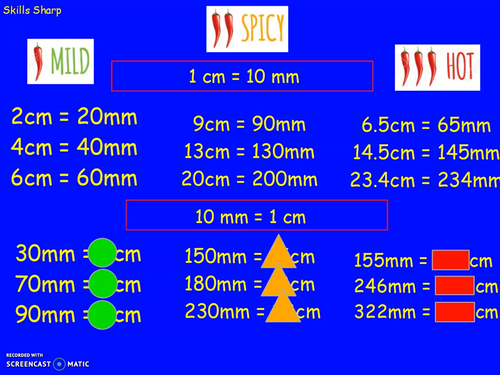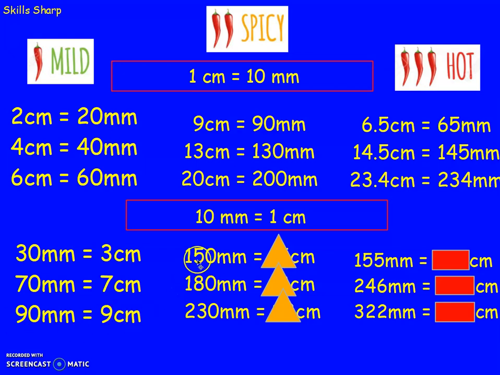The bottom row then, let's have a look at doing it the opposite way round. It's given us the millimetres, so we're going to divide by 10 to work out the centimetres. So 30 millimetres, we're going to divide 30 by 10. If your number has a 0 on the end, you can just take the number off. So 30 millimetres would be 3 centimetres. 70 millimetres would be 7 centimetres. 90 millimetres would be 9 centimetres. Give yourself a tick if you got those right.